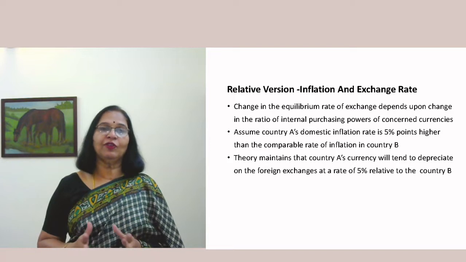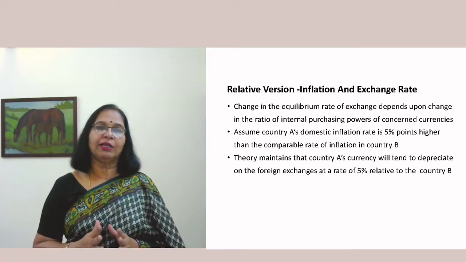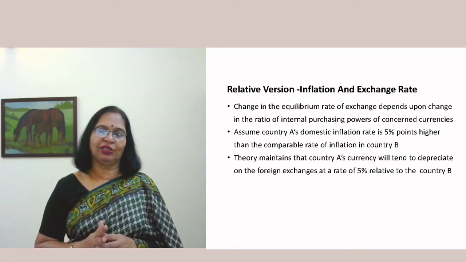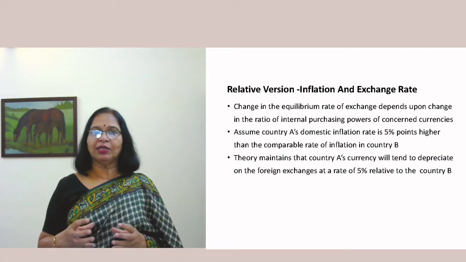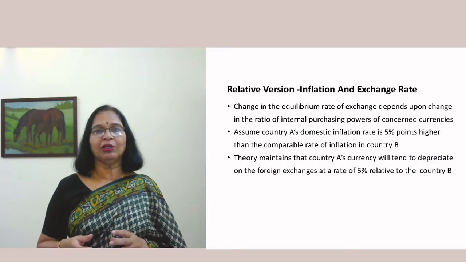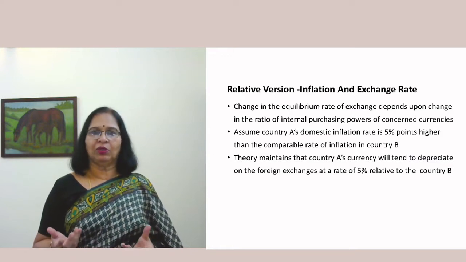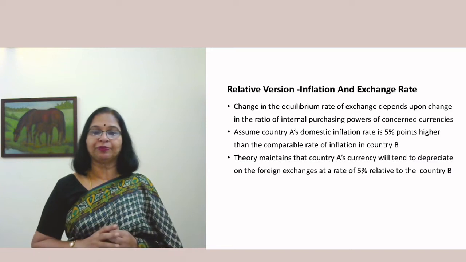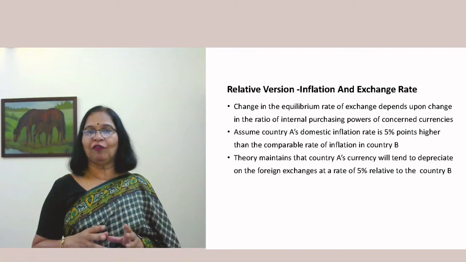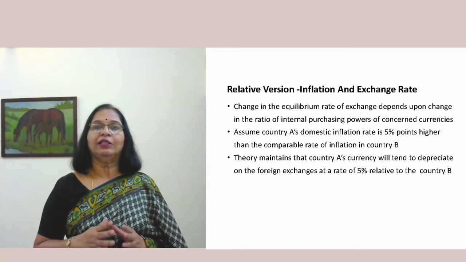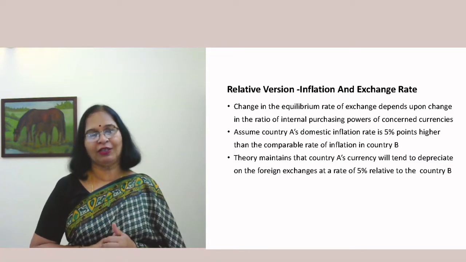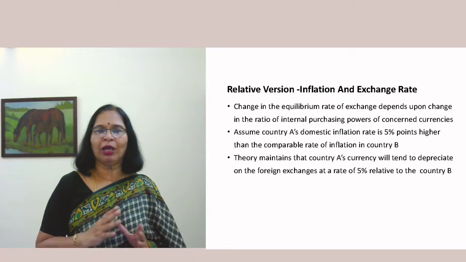Let's look at the relative version of the purchasing power parity theory. This relative version takes inflation into consideration. The exchange rate between the two currencies is now influenced by the inflation rate that occurs in one of the two countries or in both of the countries. Now, when inflation takes place, we know from the theory of inflation that whenever there is inflation, the price level will rise and the value of the currency will fall, or the purchasing power of the currency will fall. So these are things that we know from macroeconomics.